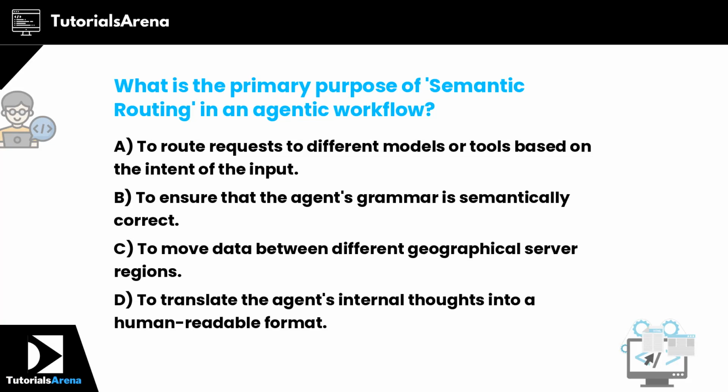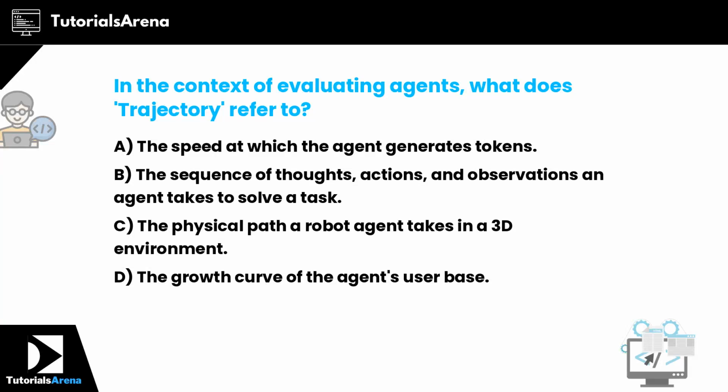What is the primary purpose of semantic routing in an agentic workflow? The correct answer is option A. To route requests to different models or tools based on the intent of the input. In the context of evaluating agents, what does trajectory refer to? The correct answer is option B. The sequence of thoughts, actions, and observations an agent takes to solve a task.